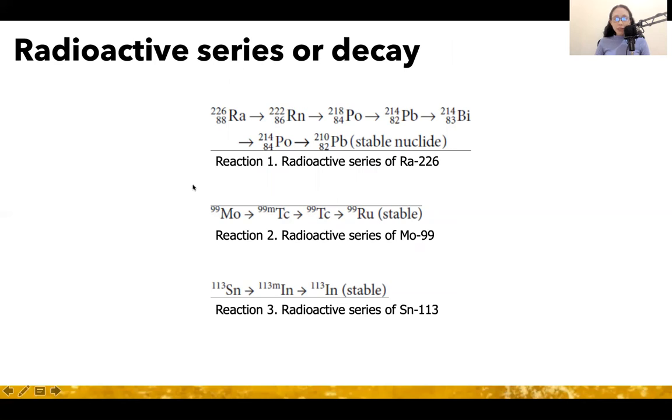So in the next video, we will learn about these nuclear reactions that I've been talking about so that we will understand this nuclear chemistry better.